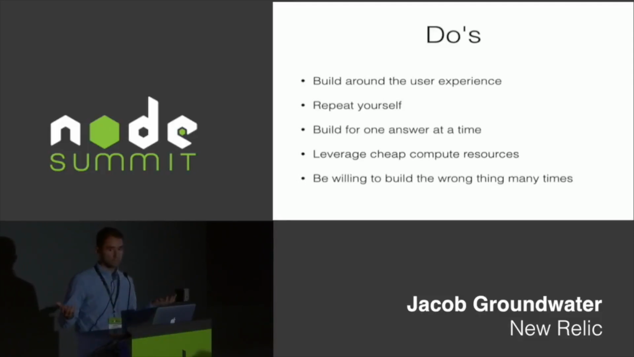Leverage incredibly cheap compute resources like Amazon instances and Google Compute instances. They're pennies an hour. How much are all your salaries per hour? There's a huge difference in those costs. And be willing to build the wrong thing many times. This is something that takes a few swings before you're really comfortable with it.